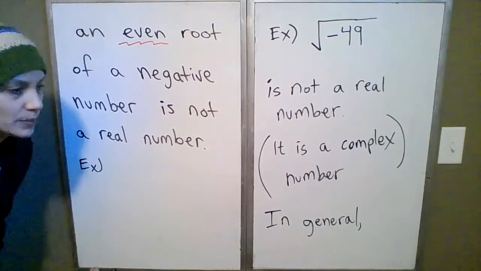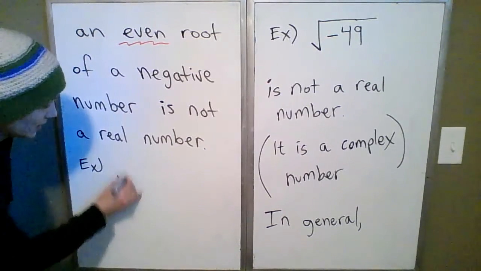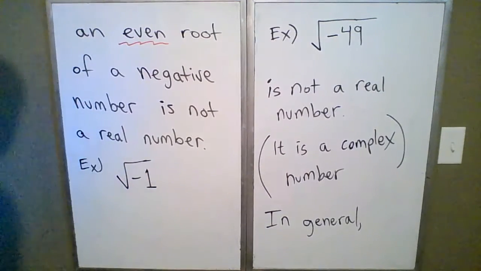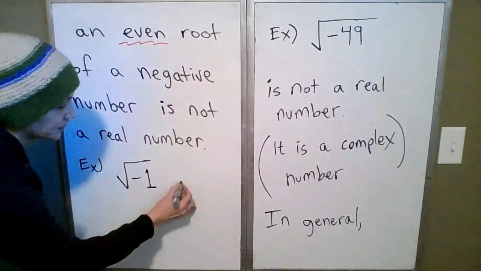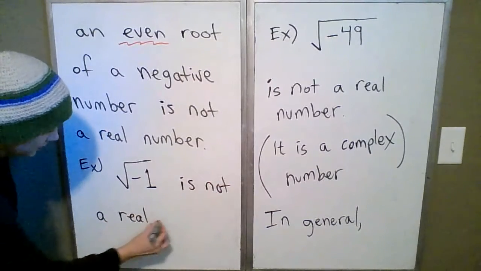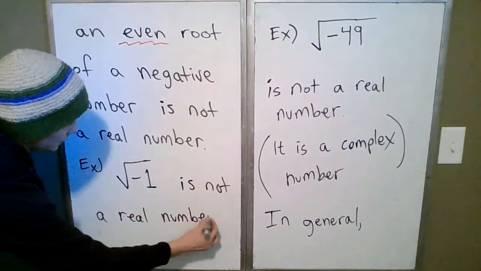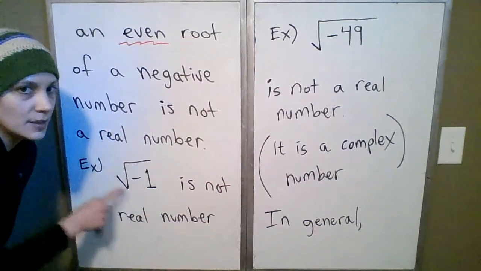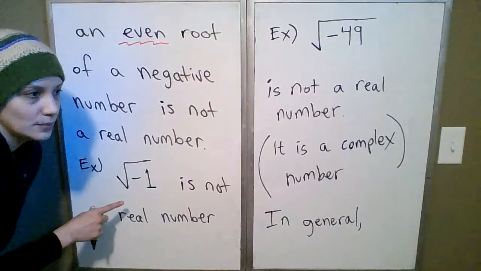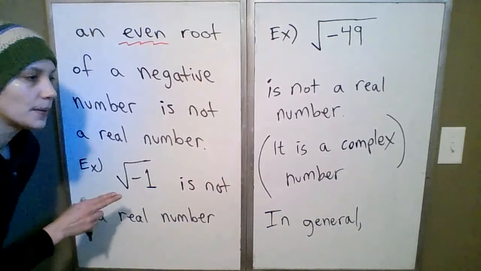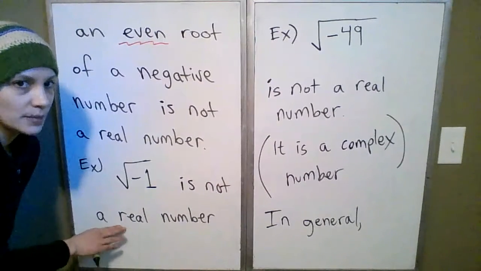Something really straightforward would be the square root of -1. Okay. This is not a real number. Just as a side note, this is defined to be i, which is an imaginary value. The imaginary number i is the square root of -1. But we're not using imaginary numbers, we're only sticking with real numbers, and this one is not real.